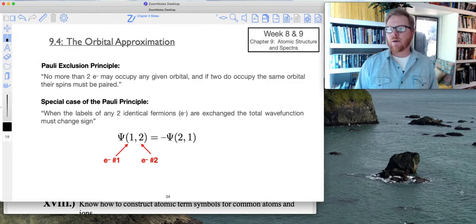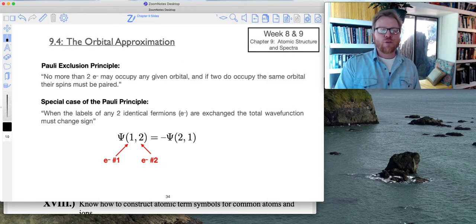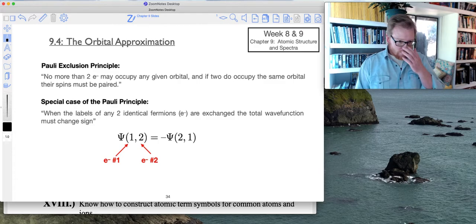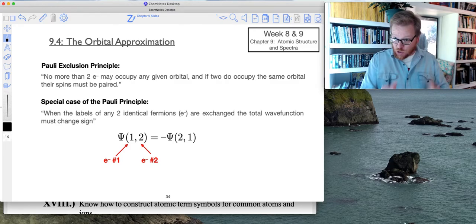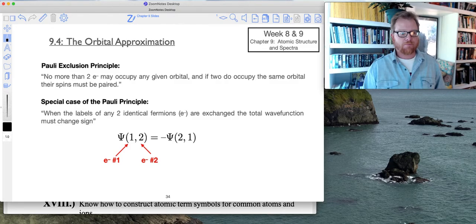I'm just going to talk about those things briefly in chapter 10. For now, I'm just going to move on, and we're not going to worry about solving the helium system. But what we are going to talk about is some other consequences of having two electrons in a given bound state. Okay?